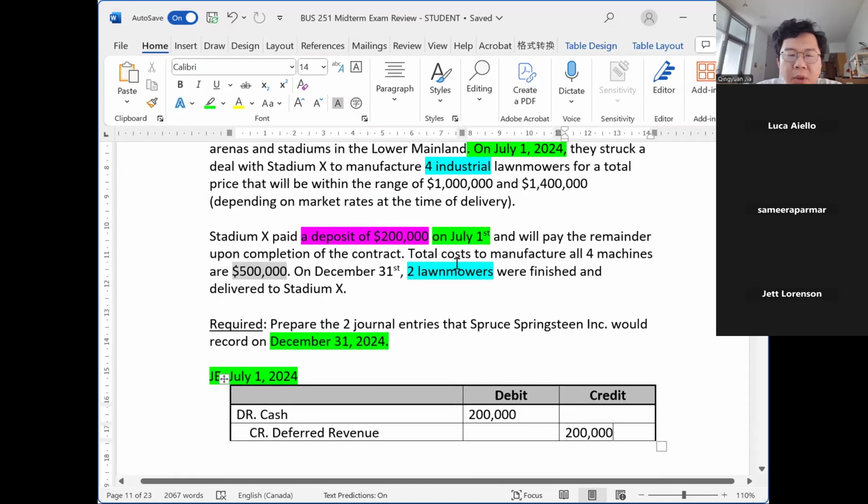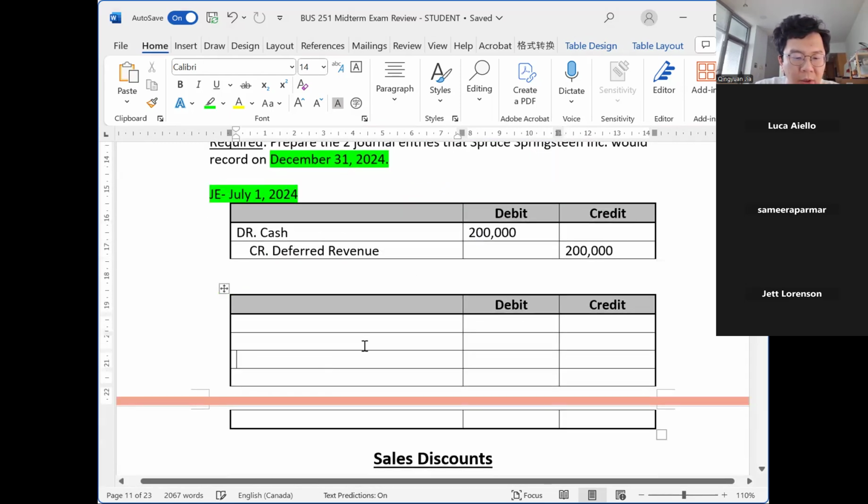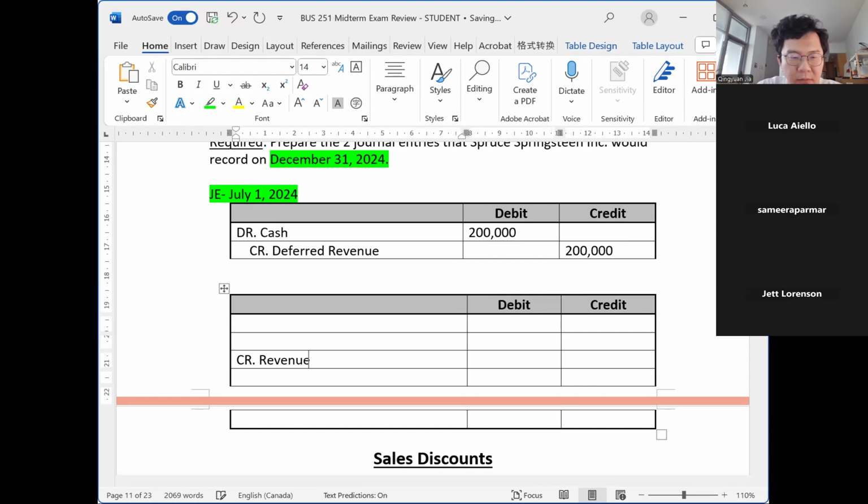So by reading this, we know in the contract we have to deliver four machines, and two have been finished and delivered. So we can book or recognize half of the revenue. So we will credit revenue, and we always credit revenue, right? So it has to be this credit side.